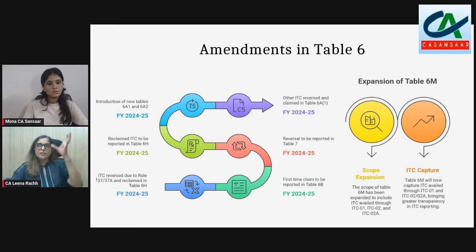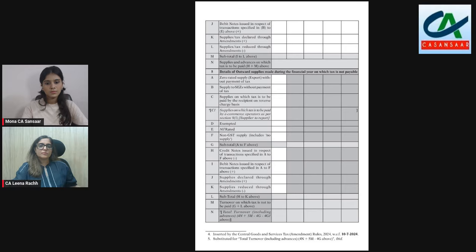Now, in the return, meaning the form GSTR 9, the reporting itself has undergone a major sea change. This might become a little technical, so I would request Mona to kindly open up GSTR 9 for ease of understanding. Yes, so when we're talking of GSTR 9, we will go to table 6. Now, table 6 is where major changes have happened. The ITC reporting. Now, table 6, as you can see, pertains to details of ITC.